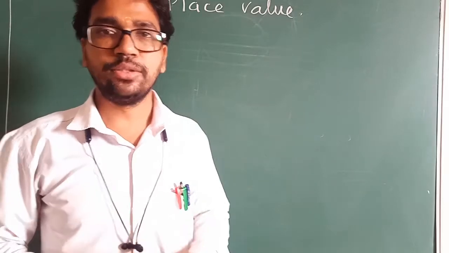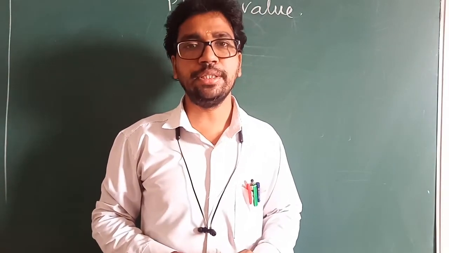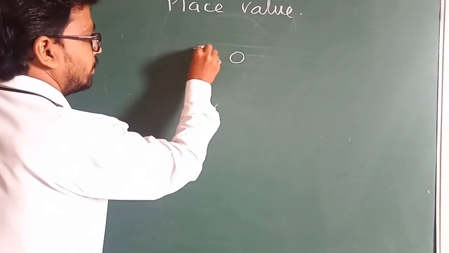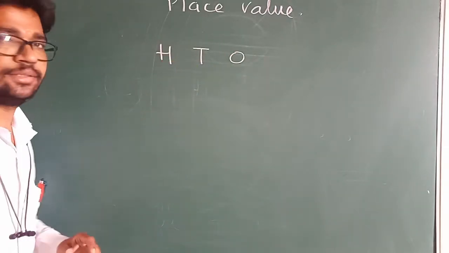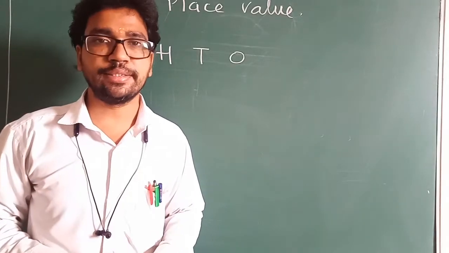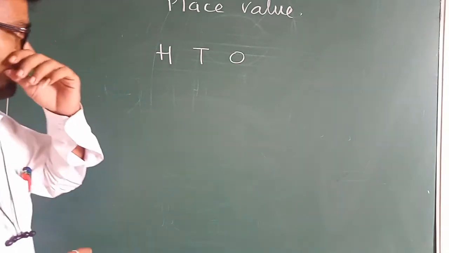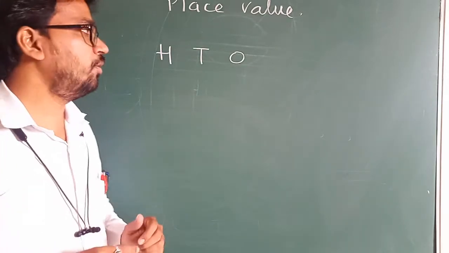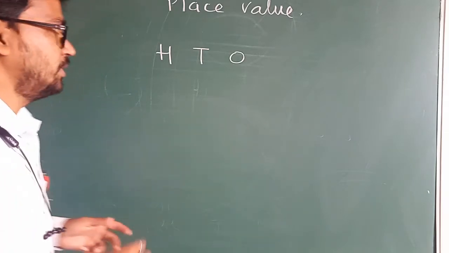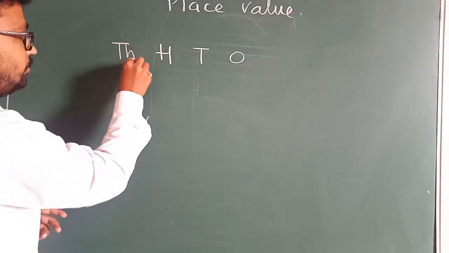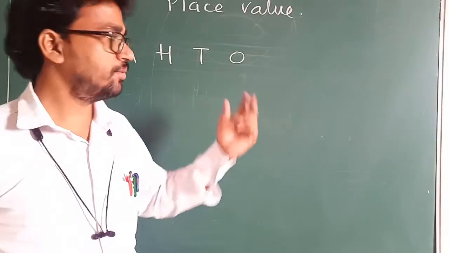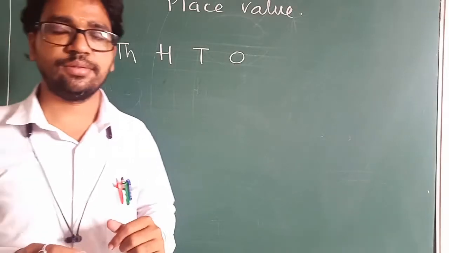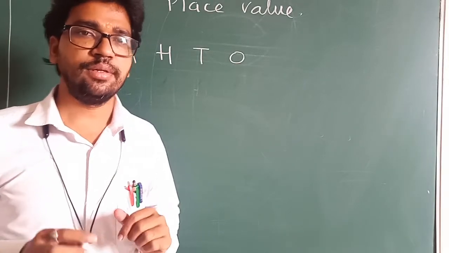We already learned 3-digit numbers. In a 3-digit number, there are ones, tens, and hundreds. You already learned this in the second standard. Now in the third standard, we have one more digit, which is 1000. So these are the places: ones place, tens place, hundreds place, and thousands place. What is meant by places?